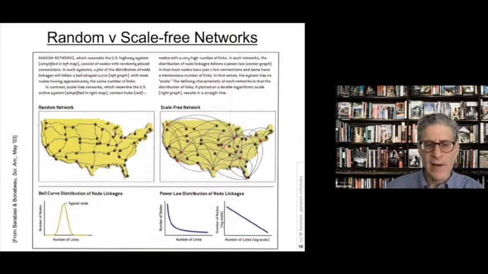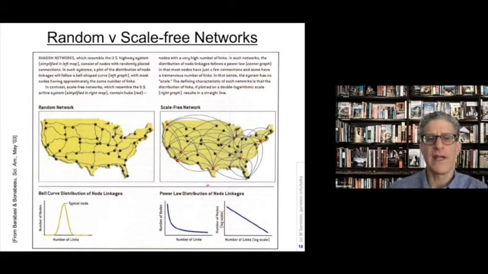And this is a picture from Scientific American that kind of illustrates this. Again, here's a random ER graph network, and here's a typical node. And here's the power law one, where there's no longer a sense of a typical node. It just kind of falls off.